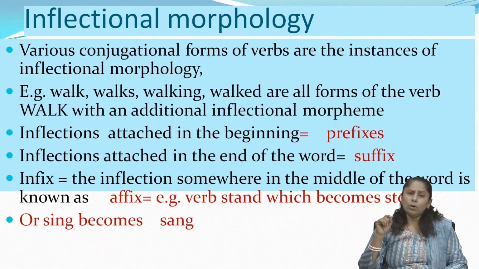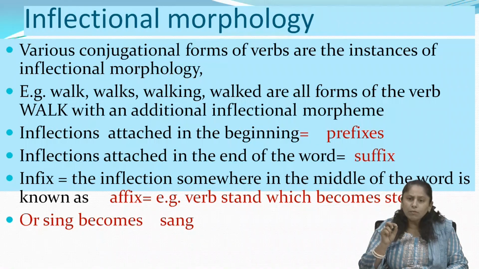Various conjugational forms of verbs are the instances of inflectional morphology. Look, conjugational forms of verbs in the sense the verbs which are connected together, which are taken together, and they create the new verb that is known as conjugational verb. For example, walk, walks, walking, walked. These are all forms of the main verb walk with an additional inflectional morpheme.